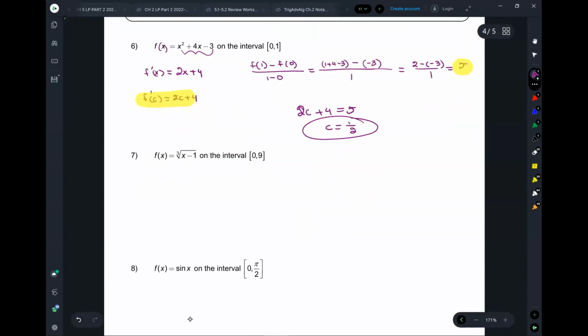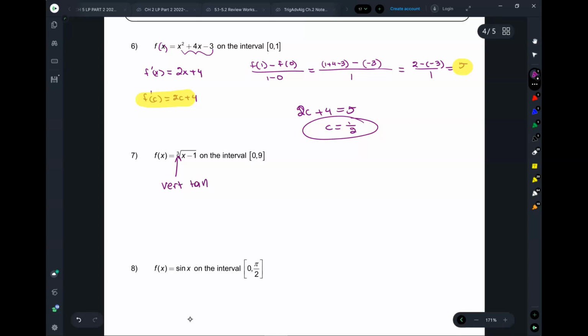Take a look at this one. On the interval 0 to 9, is this function continuous? Yep. Is it differentiable? No. There is a vertical tangent because it's a cube root. Cube root means vertical tangent.